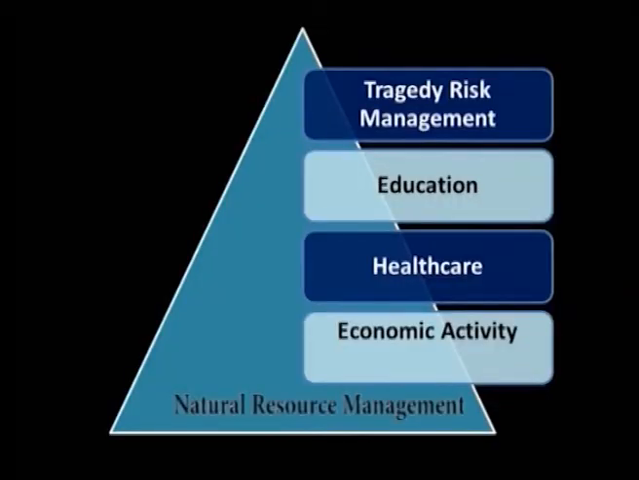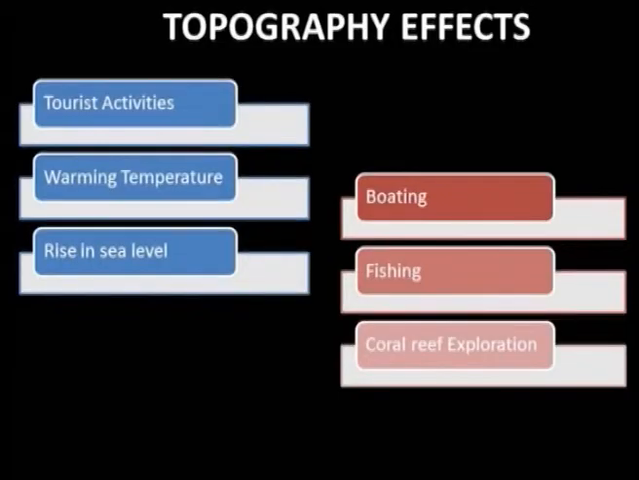And moreover, long-term infrastructure damage could interrupt services along with disaster risk management, education, healthcare, economic activity in certain sectors, and natural resource management. Even the topography effects show intrusion on tourist activities. Warming temperatures, rise of sea level, beach erosion, ocean acidification, and increasing storm intensities could threaten coastal activities like boating, coral reef exploration, along with fishing. It is more important to understand the base flow process, which is very complex, to the issues of water quality, habitat, and supply.